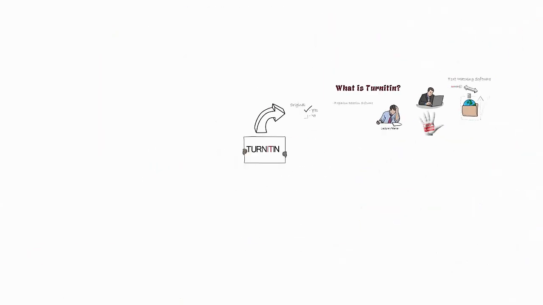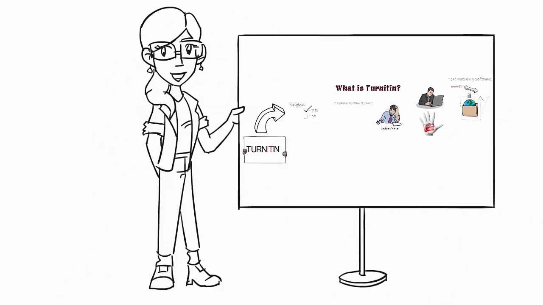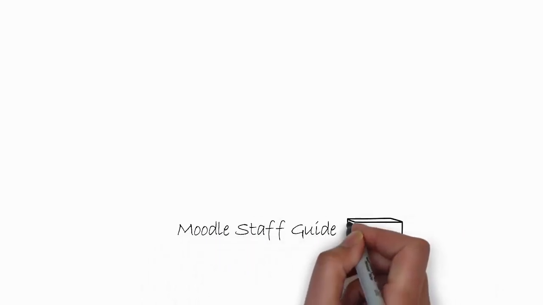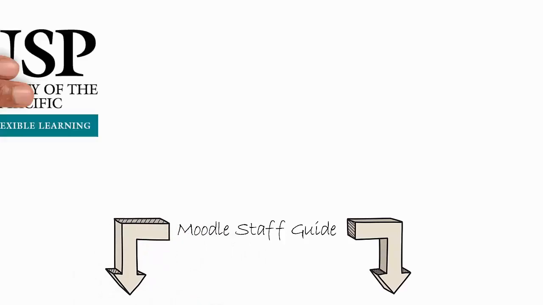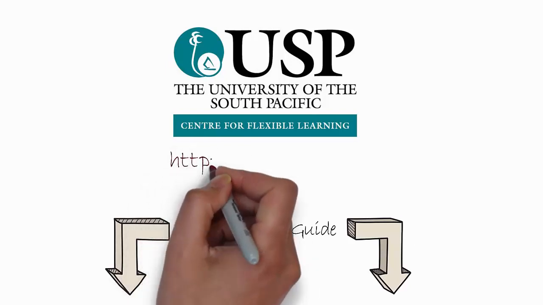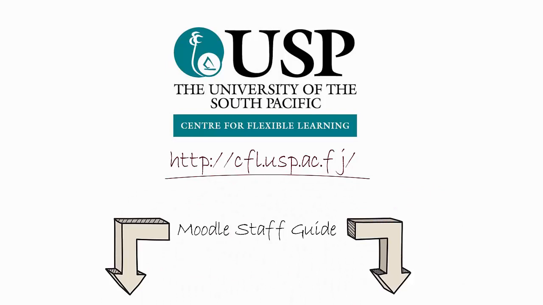Now, this presentation has only highlighted a couple of features and functions of the Turnitin tool. But there are many more, and we cannot cover all of these in this short presentation. We encourage you to download and read the detailed guide on how to use Turnitin from our Moodle staff guide at this URL. You can also come and visit us at the Center for Flexible Learning, or visit our website at cfl.usp.ac.fj. Alternatively, you could send in a request for a more detailed training and hands-on session on Turnitin.